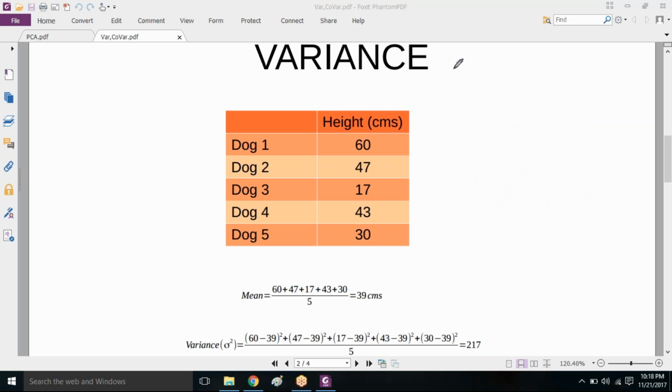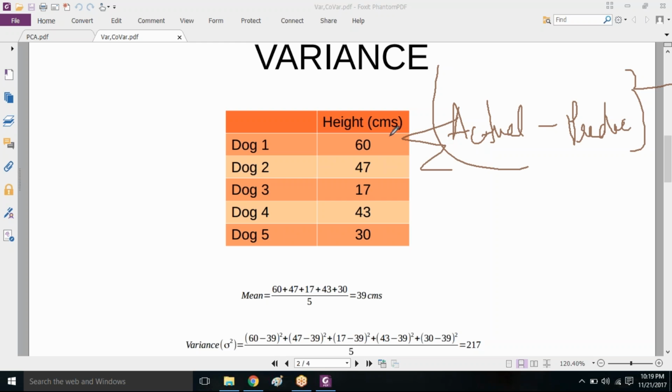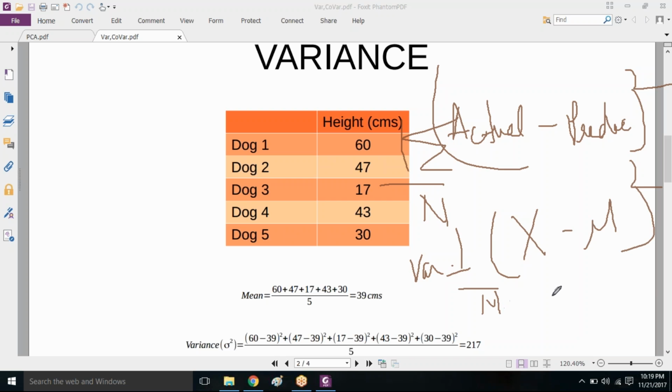So we talk about mean squared error. Mean squared error is between the actual value and the predicted value, squared and summed over. And variance is x value minus mean value squared over n. So if you ask me, there is no difference. Only the application is different.